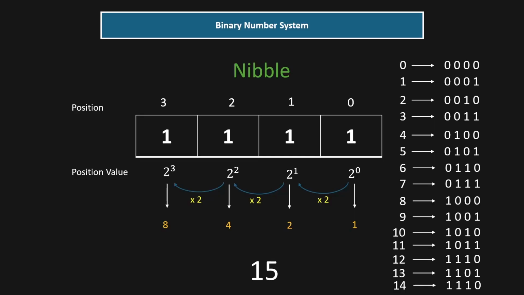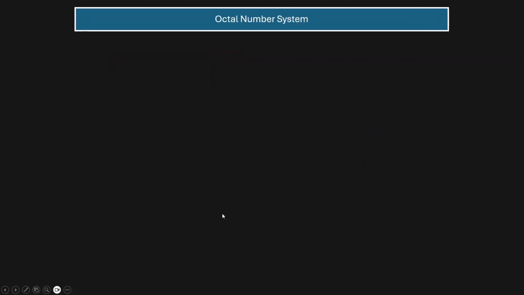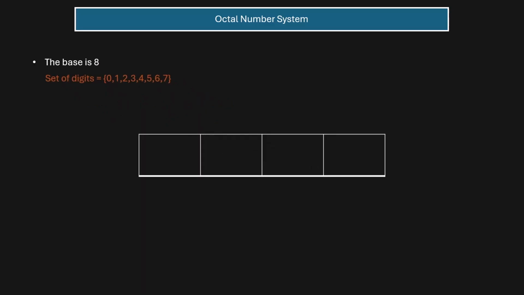I hope the topic has become clear to you. The octal number system. In the octal system, the base is 8. The set of digits that can be chosen for each position ranges from 0 to 7. Now, if you consider a 4-digit octal number, you can see the digit positions at the top and the positional values at the bottom. And since the base is 8, as we move from right to left, the value of each position is multiplied by 8.